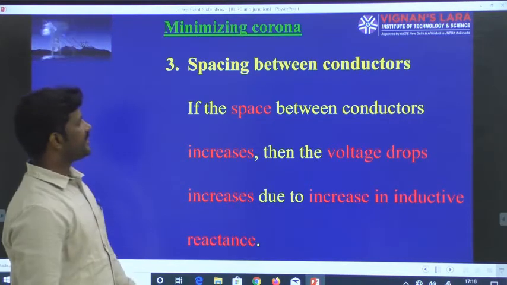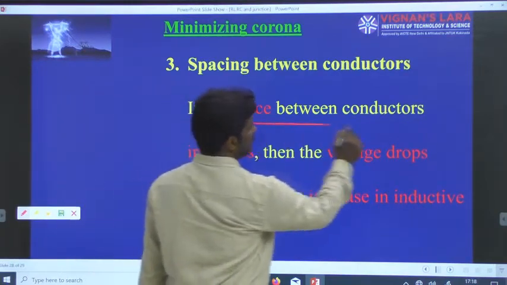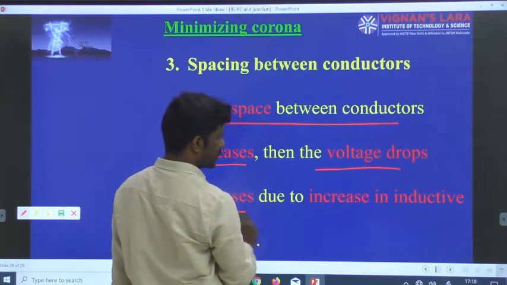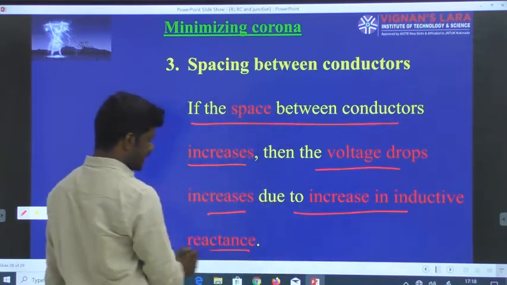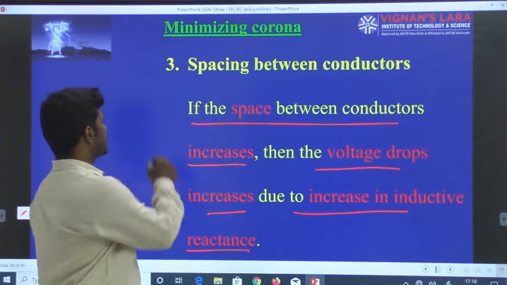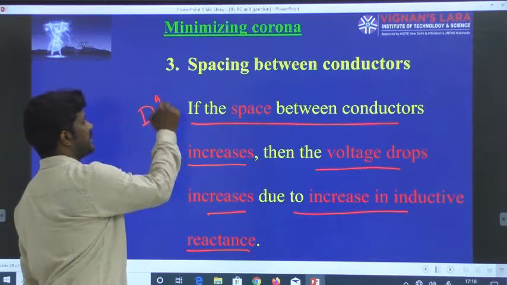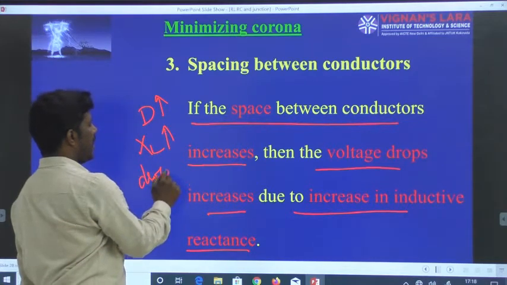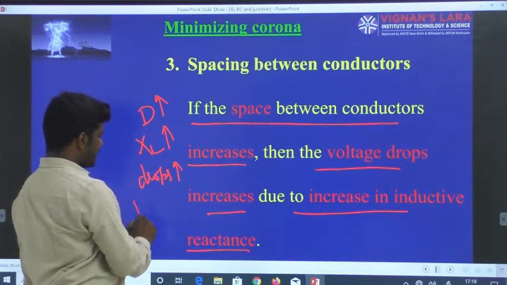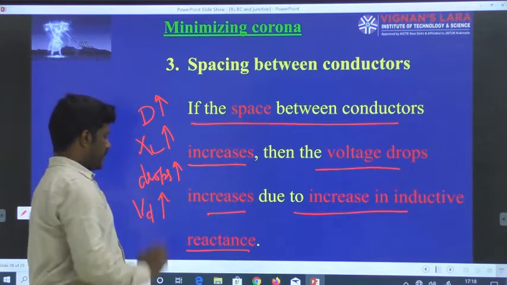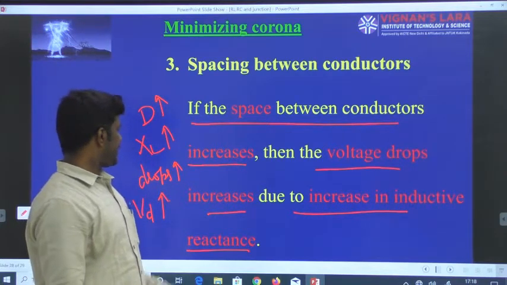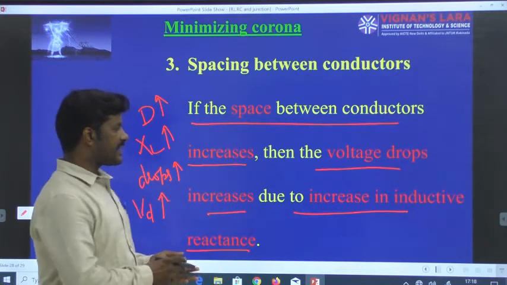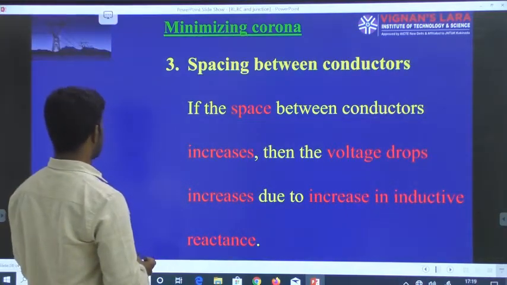If you check the spacing between the conductors, if the space between the conductors increases, then the voltage drop increases, due to which the inductive reactance increases. As we know, if the spacing between the conductors D gets increased, the reactance XL gets increased, so the drops get increased. Of course, we have an advantage that VD gets increased. In addition to this, there are drawbacks. That is why the spacing between the conductors is not done as an effective method to minimize the corona.